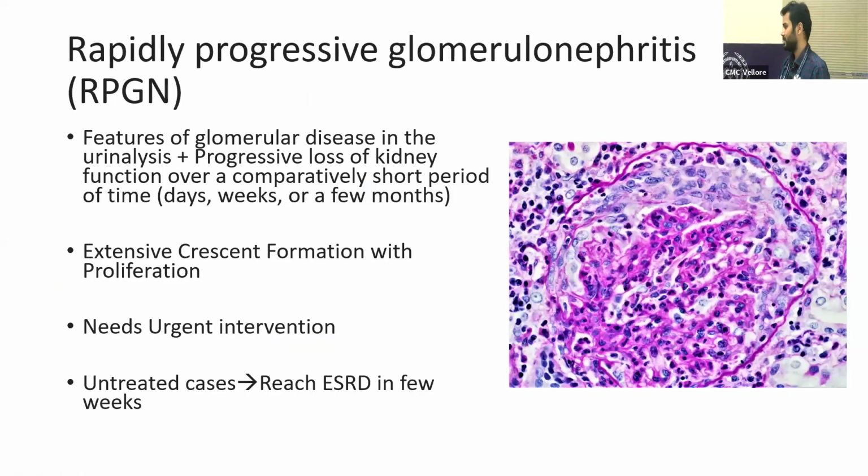So what is RPGN? RPGN means it contains all the features of nephritic syndrome along with rapid worsening in renal dysfunction over days to weeks. So this is a very severe form of nephritic syndrome. It is characterized by renal biopsy showing extensive glomerular inflammation that leads to crescent formation, sometimes glomerular necrosis also. This biopsy we will discuss later. If you don't intervene in this patient immediately, ultimately the patient reaches ESRD in a few weeks.